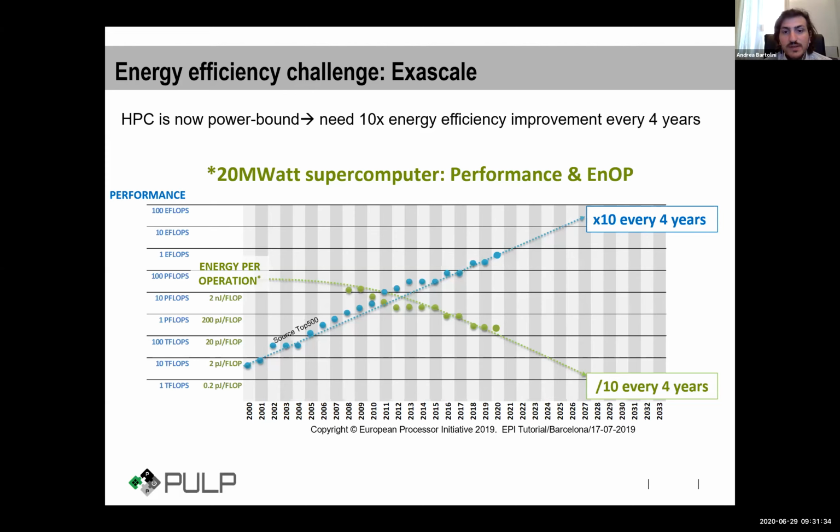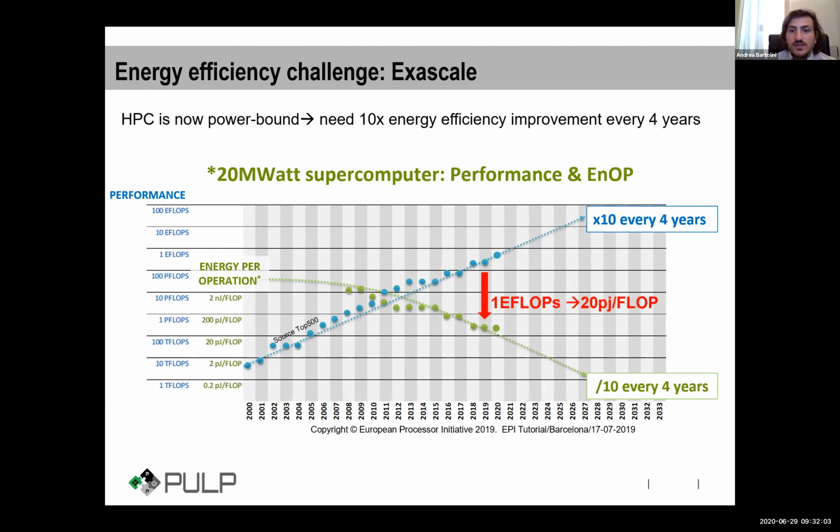In the plot here, the blue dots are the performance of the fastest supercomputer worldwide, the one ranked first in the Top500. And in green, we see the energy efficiency, computed as energy per operation for computing a double precision floating point operation on those systems. We can see that over time the energy has decreased, and that has led to an increase in performance of the installed systems.